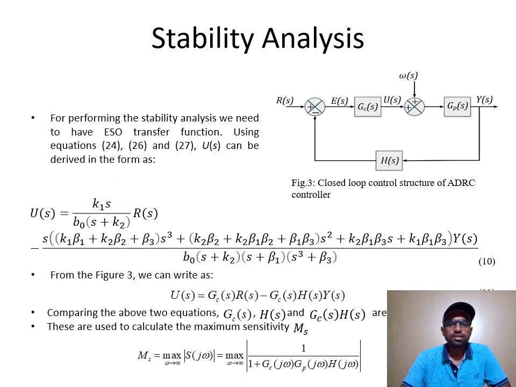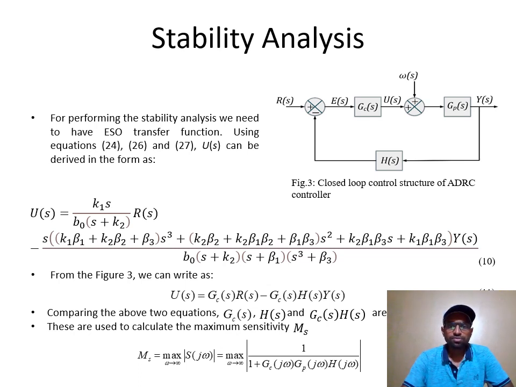Now the stability analysis has also been done for the closed loop system along with the controller. The closed loop structure of the ADRC controller is shown in figure 3. To perform the stability analysis, we need the ESO transfer function, which has been calculated as shown in equation 10. This is in terms of the controller and observer bandwidths and gains, so K1, beta 1 and all these gains are included in it.